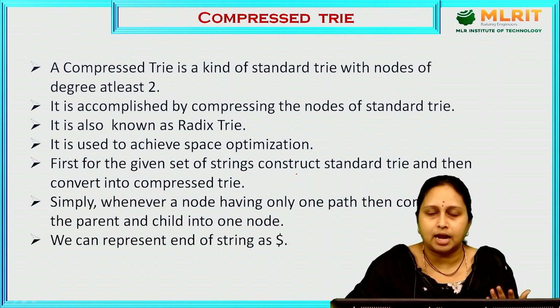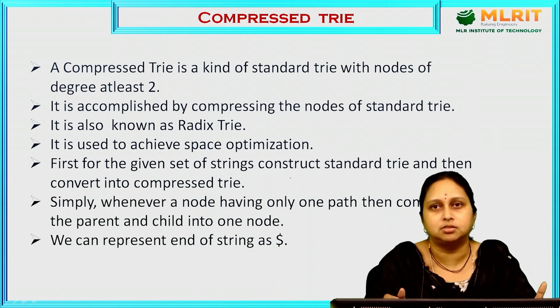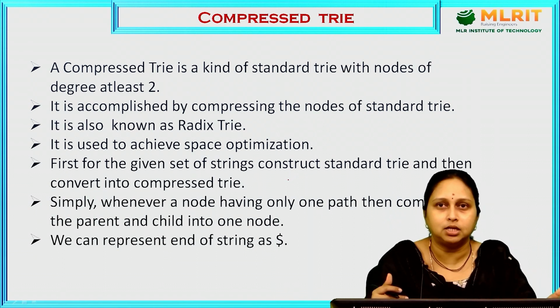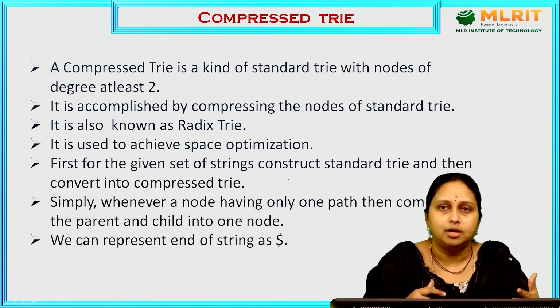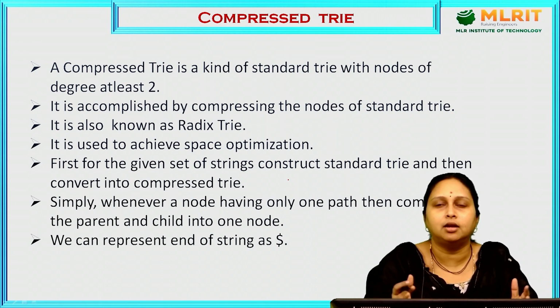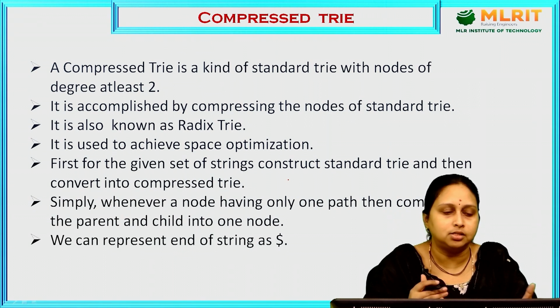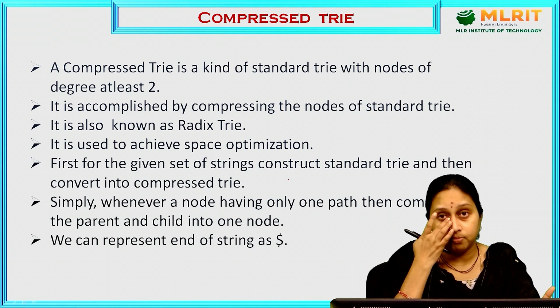In the standard tries, what is the disadvantage? We are using a lot of space. Individually we are representing, and we are extending our tree individually, so that we can reduce the space in the tree and overcome the disadvantages of the standard trie. That can be done by using the compressed trie.